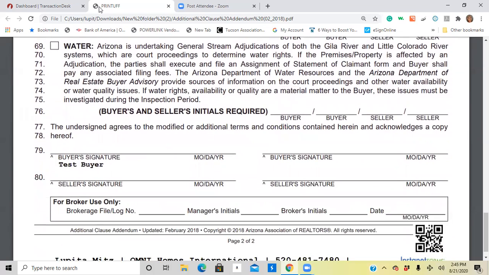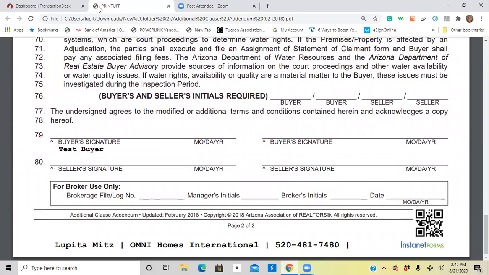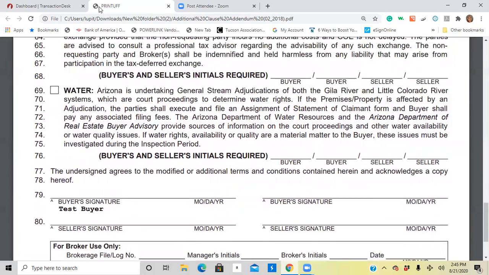If you use this form, the undersigned agrees to the modified or additional terms and conditions contained herein and acknowledges a copy hereof. Buyer and seller sign, it becomes part of the contract. And that is it. No clause addendum.